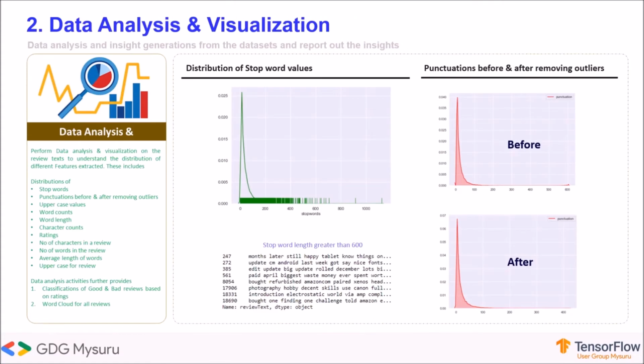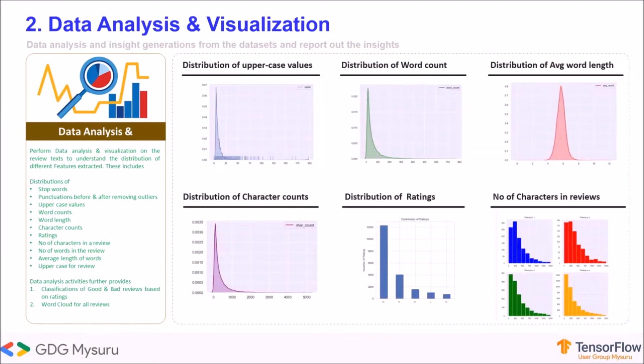So the next stage is data analysis and visualization. The pre-processed text data from the earlier stage needs further understanding before it gets processed into sentiment analysis. This data analysis and visualization on the review text helps to understand the distribution of different features extracted, which generates distribution plots for word and character counts, word length, ratings, number of characters in the review, number of words in the review, average length of the word, uppercase for the reviews, and etc.